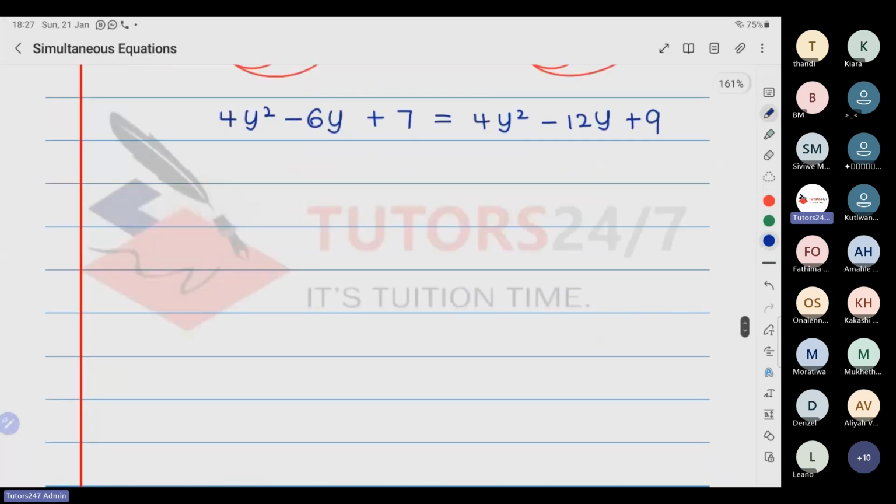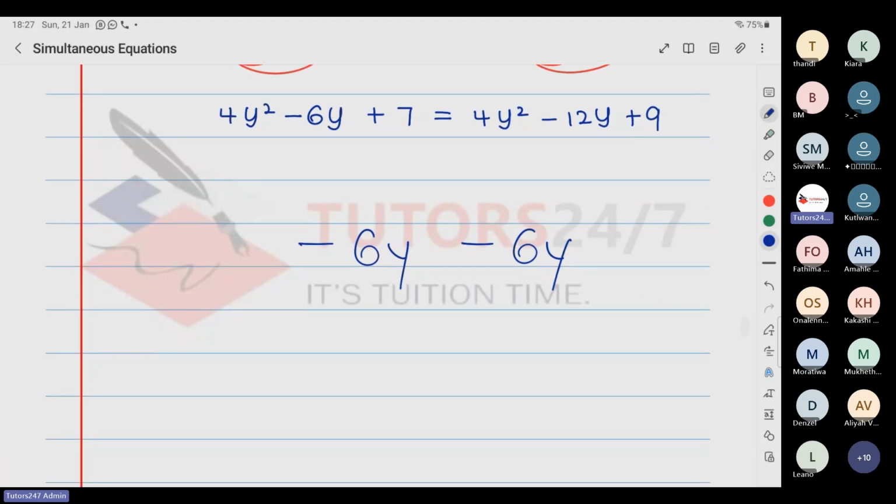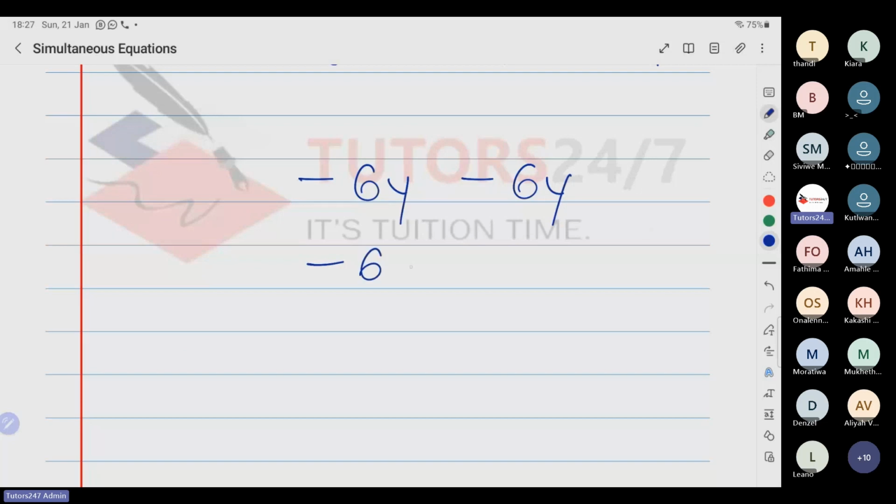Because you have access to a calculator, say you are dealing with -6y minus 6y. On your calculator, take all the numerical values of the like terms, put them into your calculator, and then just bring down the variable. So on your calculator, put -6 minus 6, which will give you -12, and bring down the variable. So this only applies to like terms.